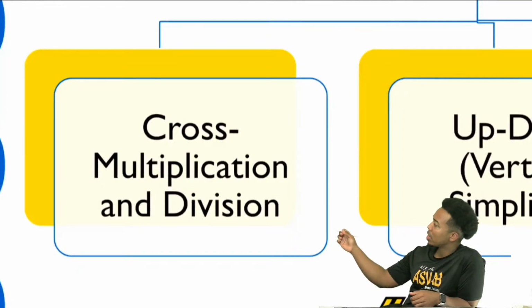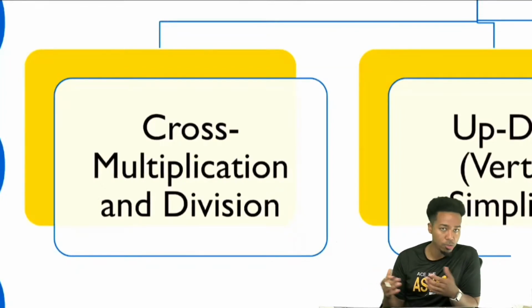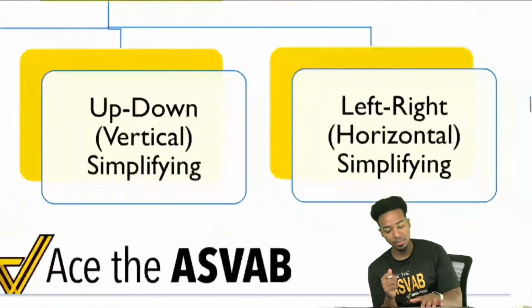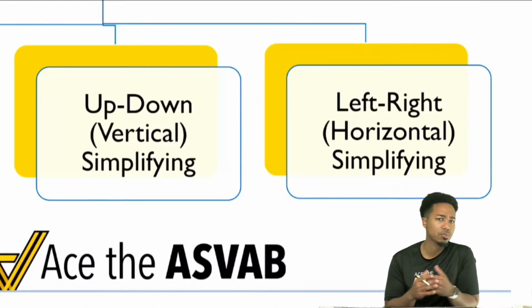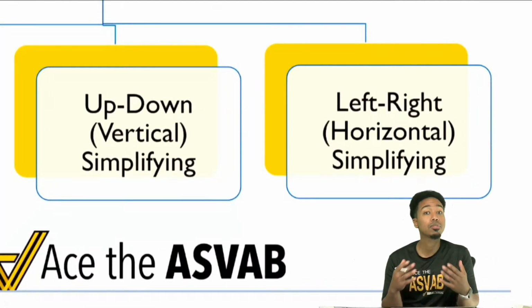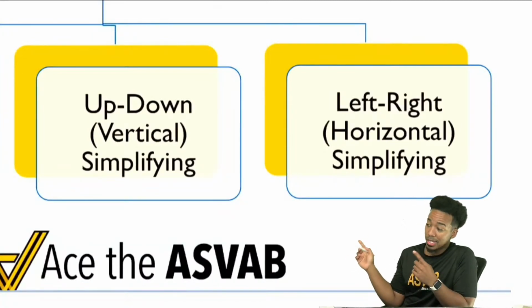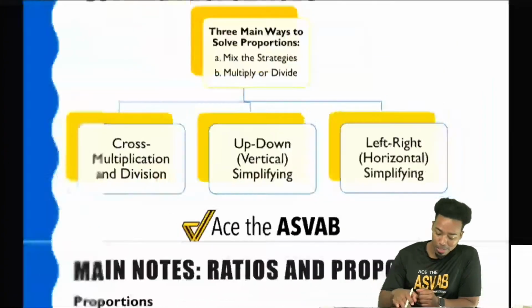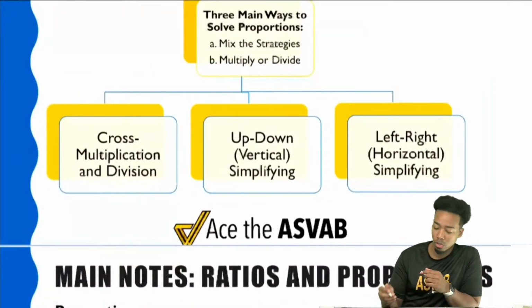But we're going to be talking about the main method for proportions first, cross multiplication and division. But then I'm going to show you two other ideas, vertical simplification and horizontal simplification, that basically come from simplifying fractions. If you've ever simplified a fraction before, this is going to make sense. So we're going to get to it in a bit. But with that said, let's take our main notes.